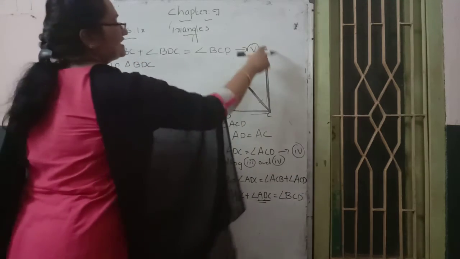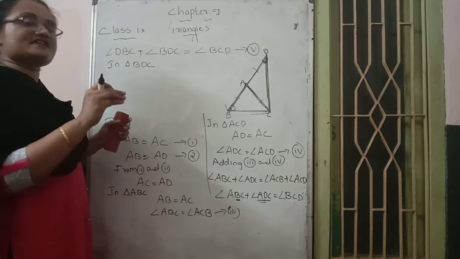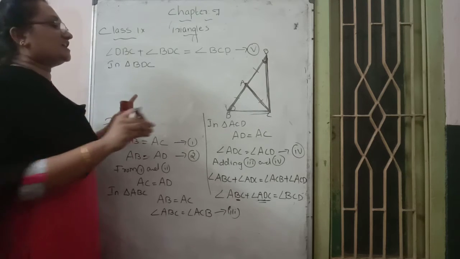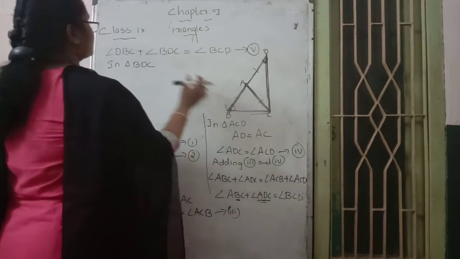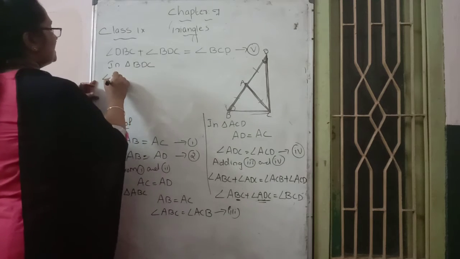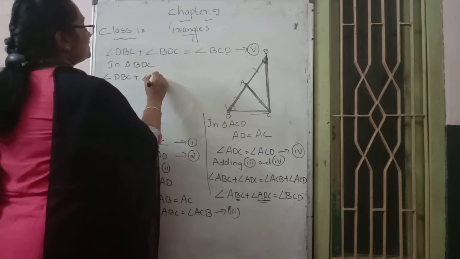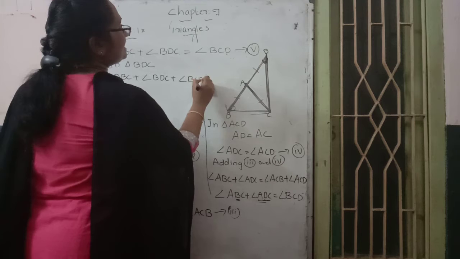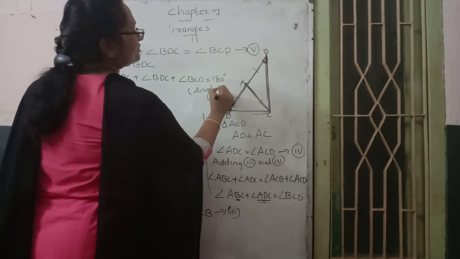Consider that big right angle triangle. There we apply the angle sum property. Angle sum property means the sum of the three angles is 180 degrees. Which are the three angles? Angle B, angle C, angle D. B as vertex means angle DBC. Next, D as vertex means angle BDC. Then C as vertex means angle BCD, and the sum is 180 degrees. Here we are applying the angle sum property.